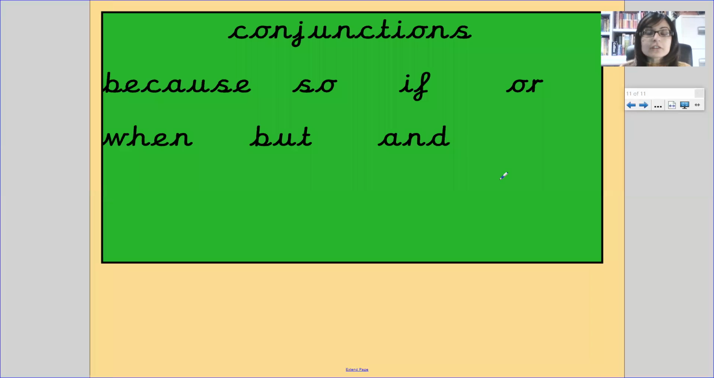Here are some conjunctions. You've got because, so, if, or, when, but, and. We'd like you to use these conjunctions. If you can think of any more, that's fine. If you find it a bit tricky to remember them, you can use these conjunctions.